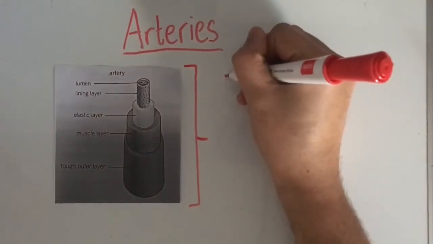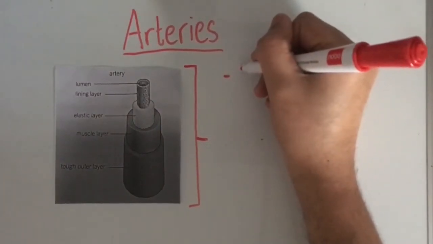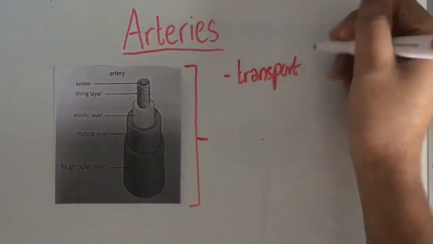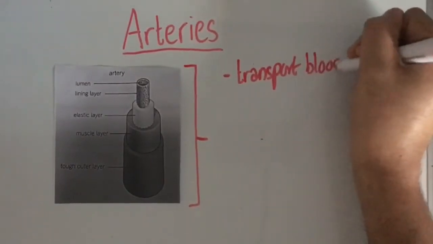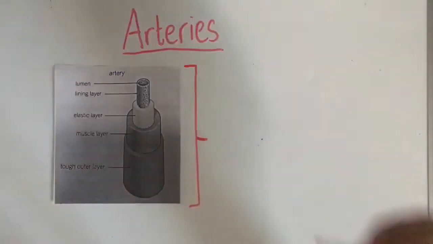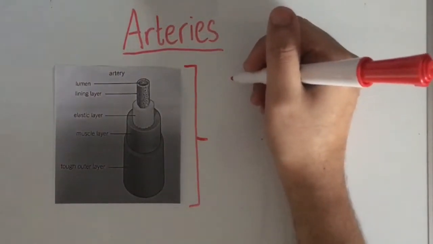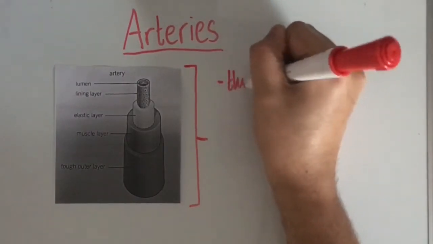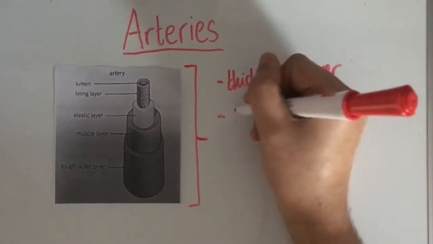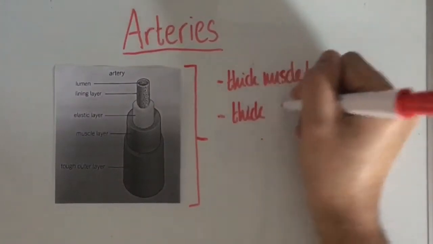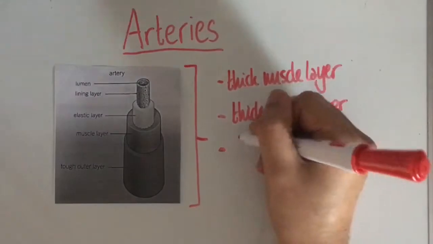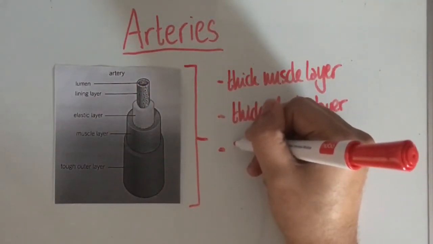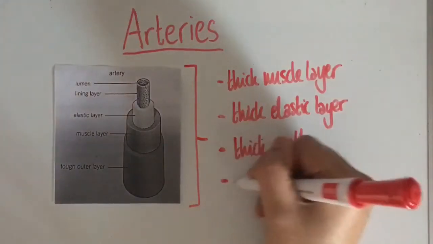So the main function of the artery is to transport blood under high pressures. So the sorts of adaptations that you would find in the arteries are a thick muscle layer, a thick elastic layer, the whole wall, so all the layers put together, is much thicker, and you will find no valves.